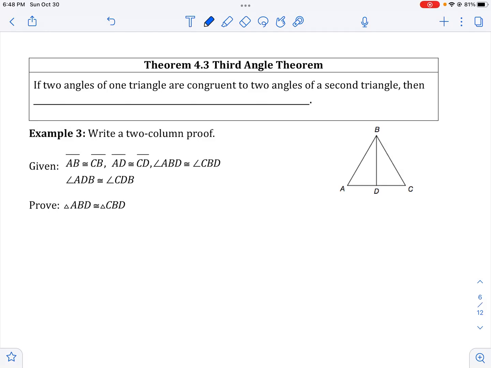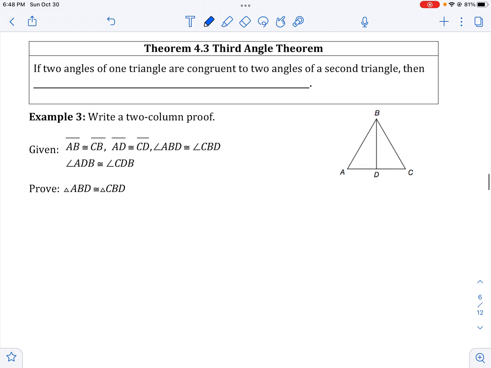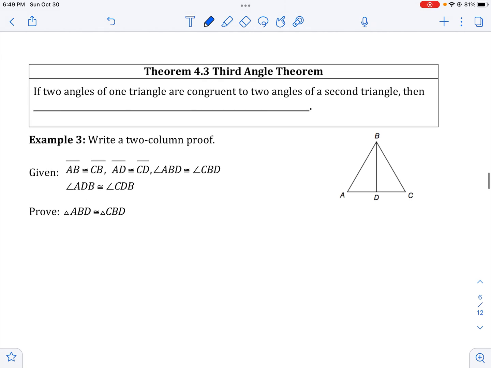On this video, we're going to look at how to prove that two triangles are congruent. Now, there are three basic theorems that you definitely need to know. You've got to know your third angle theorem, that if two angles of one triangle are congruent to two angles of a second triangle, then the third angles are also congruent, and we talked about that in class, right?